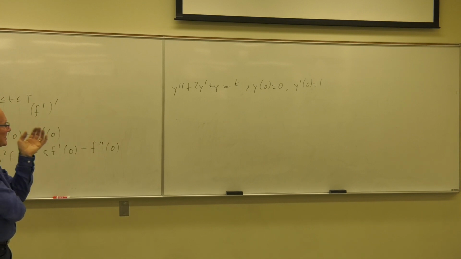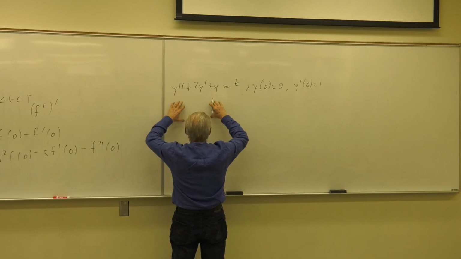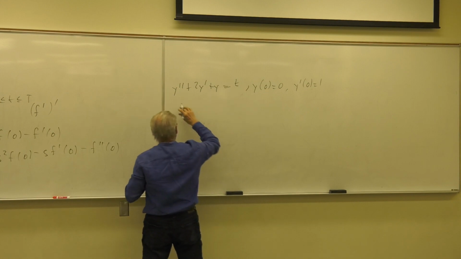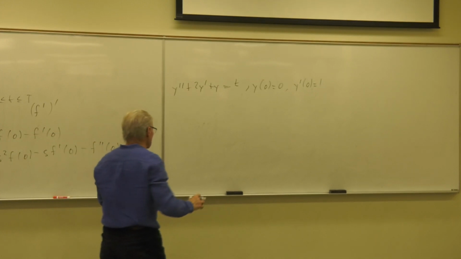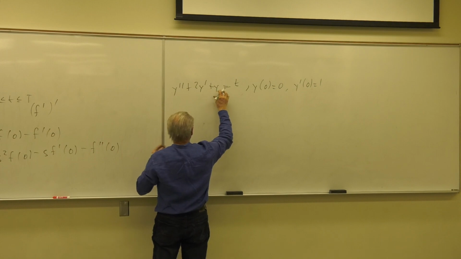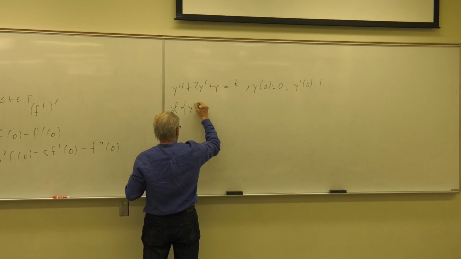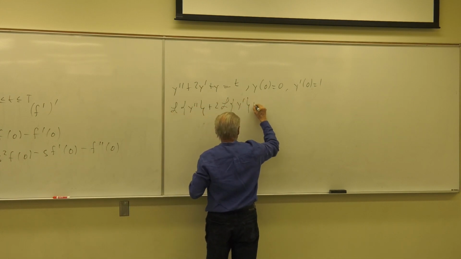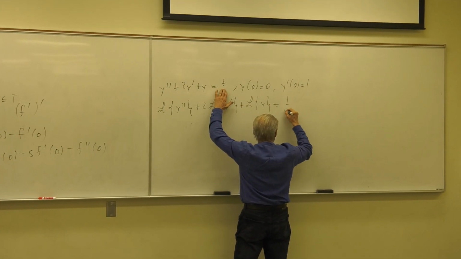So what we do is we take Laplace transforms of the left-hand side and the right-hand side and set them equal. Then we use the fact that the Laplace transform is a linear operator. So we can take the Laplace transform of this, plus 2 times the Laplace transform of that, plus the Laplace transform of that. Let me write that: the Laplace transform of y double prime, plus 2 times the Laplace transform of y prime, plus the Laplace transform of y, is equal to the Laplace transform of t. That's 1 over s squared.